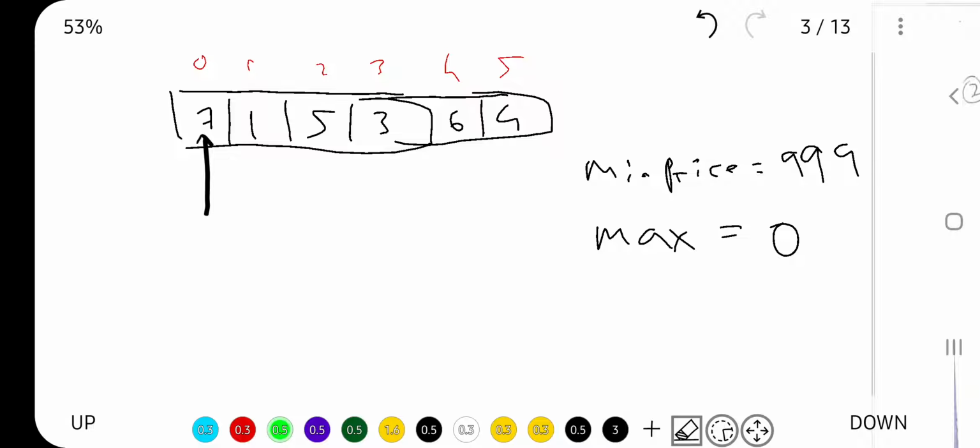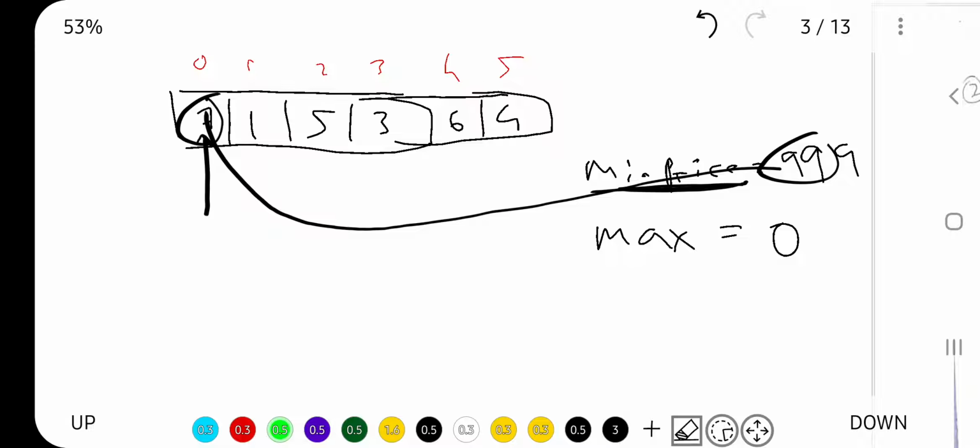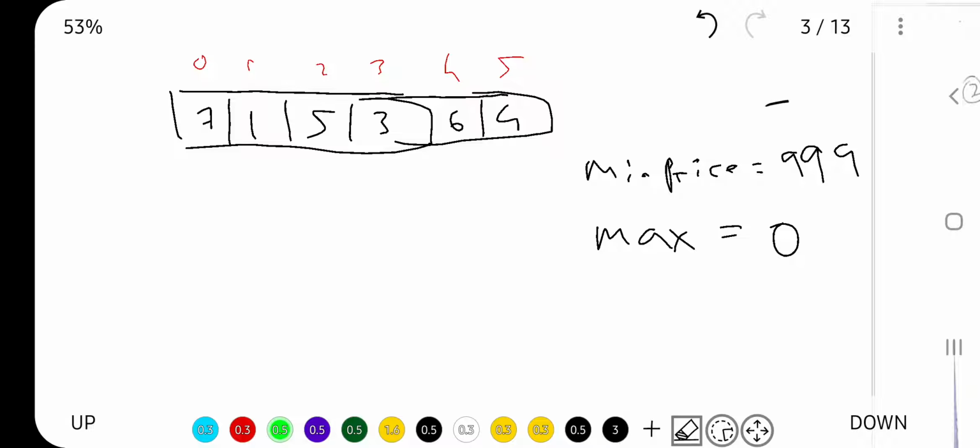In this element I will check if the minimum price is less than this one. It is false. Minimum price is not less than this one, so therefore I'll update my minimum price as 7. So my minimum price will be 7 now. Okay, now minimum price is initialized as 7, so I have bought a stock which is of price 7.